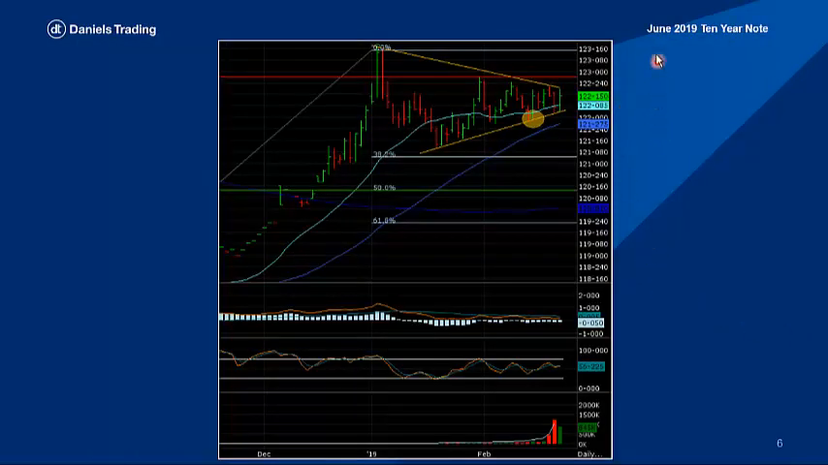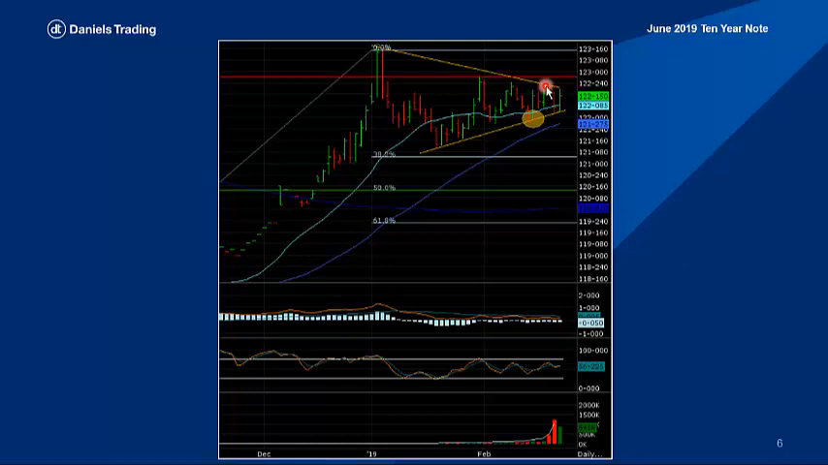And the last chart is the June 2019 10-year note. You can see I have a pennant formation drawn off on this chart. Over the past month, the contract has been making higher lows. So it set up a solid lower trend line support level. But you can see there's also resistance above as well with this trend line drawn off.